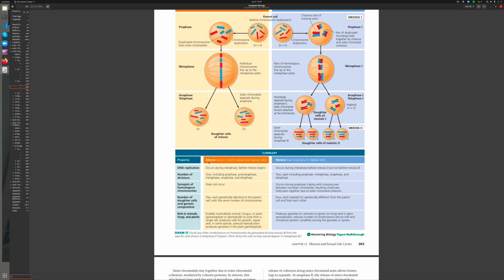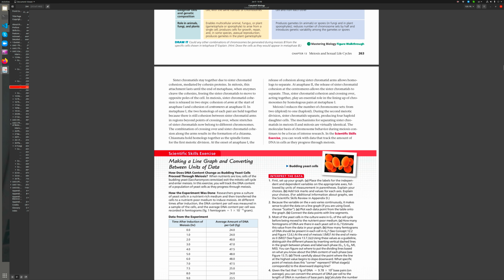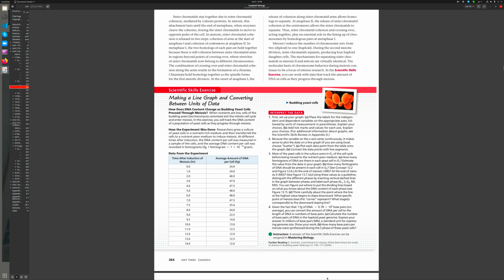Mitosis is how multicellular animals, fungi, or plants arise from a single cell. It produces cells for growth and repair, and in some species, asexual reproduction. In meiosis, it produces gametes or spores, and it reduces the number of chromosomes by half and introduces genetic variability among the gametes or the spores.